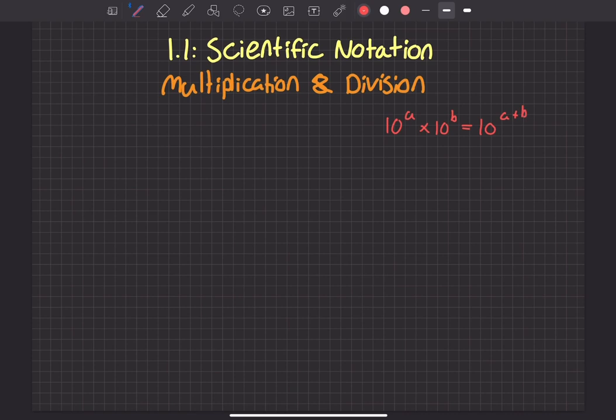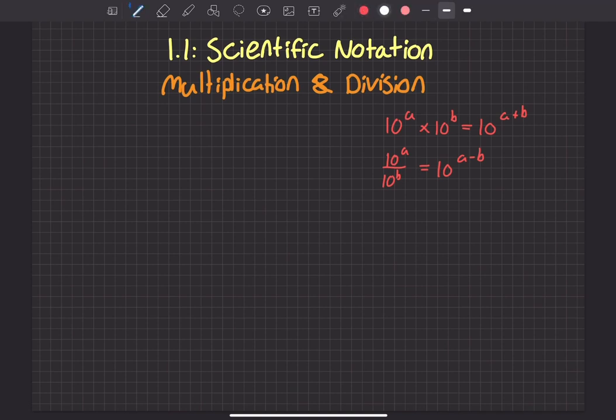And if you don't know what I just did here, this is one of our index laws, one of our exponent laws, and these are covered in unit 1.5. So if you don't understand what I did here, you can go watch the video for 1.5 to understand. But anyways, this is our first exponent law. Our second one is that 10 to the power of a divided by 10 to the power of b is 10 to the power of a minus b. Okay, these are two exponent laws which you should keep in mind.